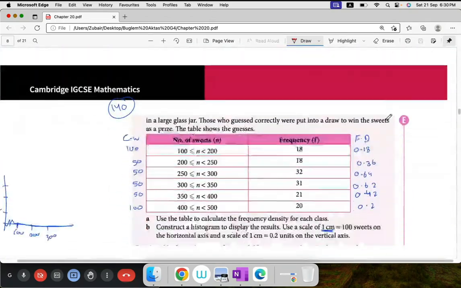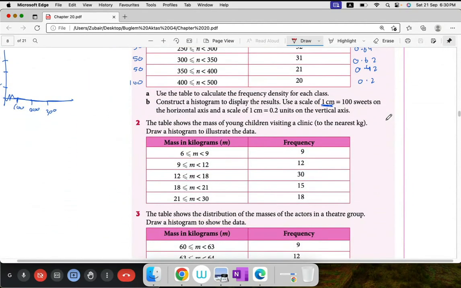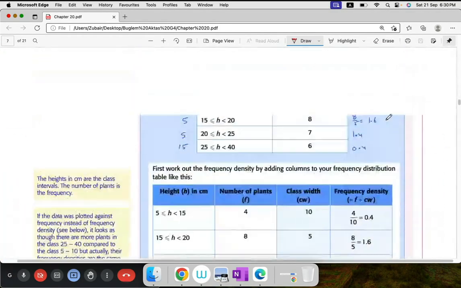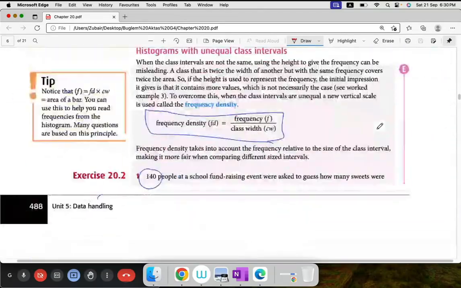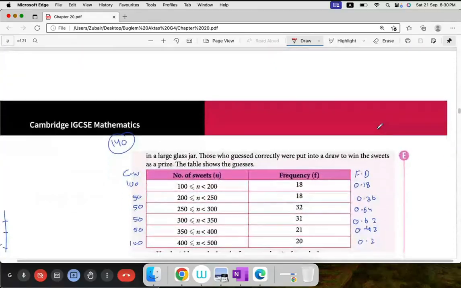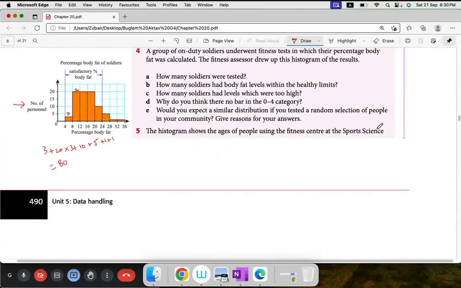Can you find cumulative frequency on a histogram? Yes, we can do that because the height of the histogram is giving me the number. We just did a question on page 490. Yeah, this one. You see from 4 to 8, there are 3. Then 8 to 12, there are 20. So against cumulative frequency, then again 20, 20, 10, 5, 1, 1.